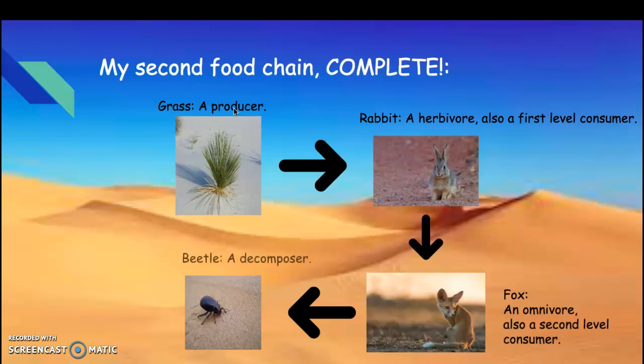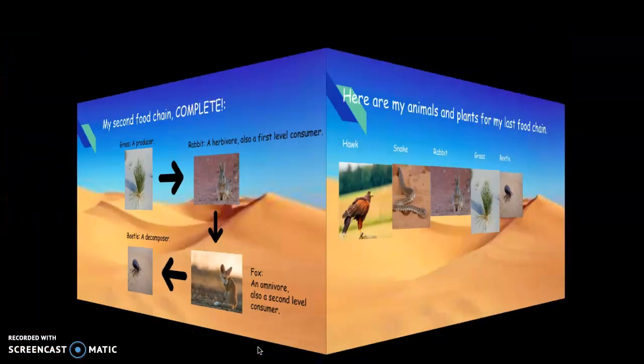Grass is, like I said, a producer. Rabbits are herbivores, also a first-level consumer. A fox is an omnivore, which means they eat both plants and flesh and meat, also a second-level consumer. Beetles, like I said, are decomposers.